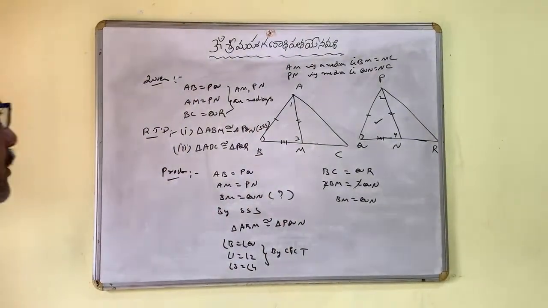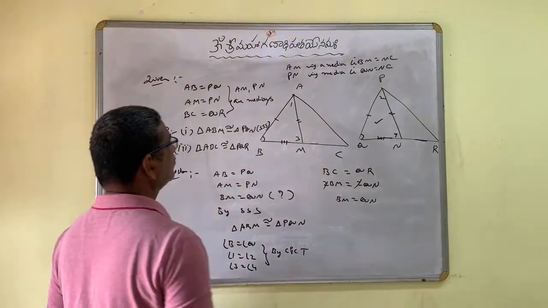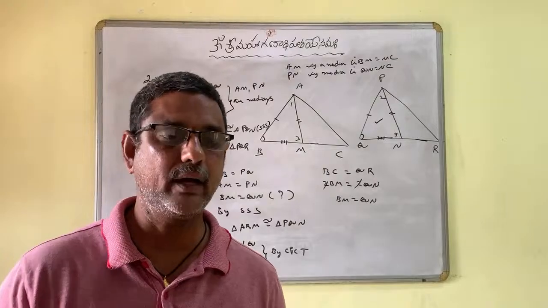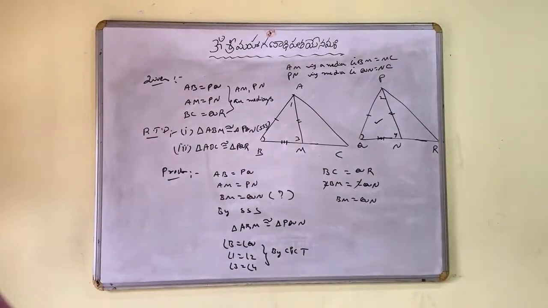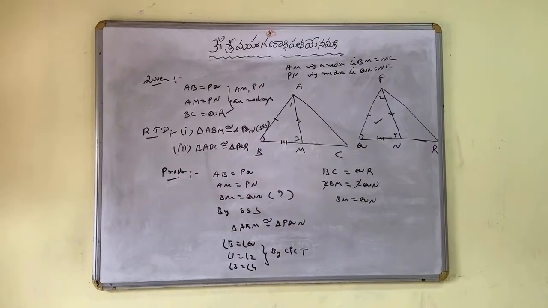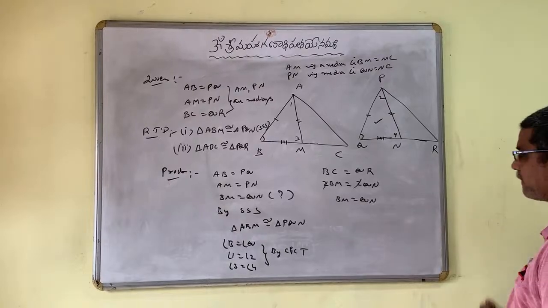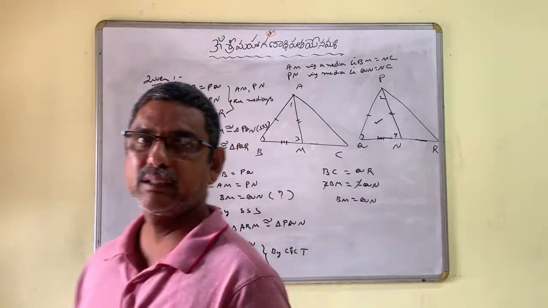Now we need to see about the second one. Triangle ABC, triangle PQR, are they congruent? If they are congruent, what is the criteria?